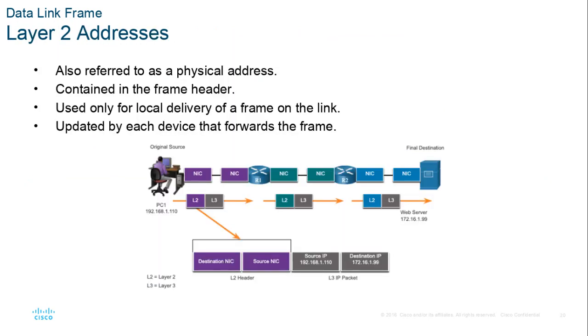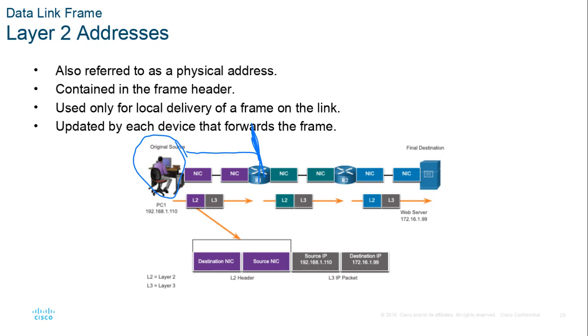So layer 2 addresses, MAC addresses, physical addresses, burned-in addresses. This is contained in the frame header, and it's only locally significant only. So here we have our original source host machine, and he needs to transmit something to the first router hop. It's only going to be the layer 2 addresses along that link. It's only for local delivery of that frame on the link.